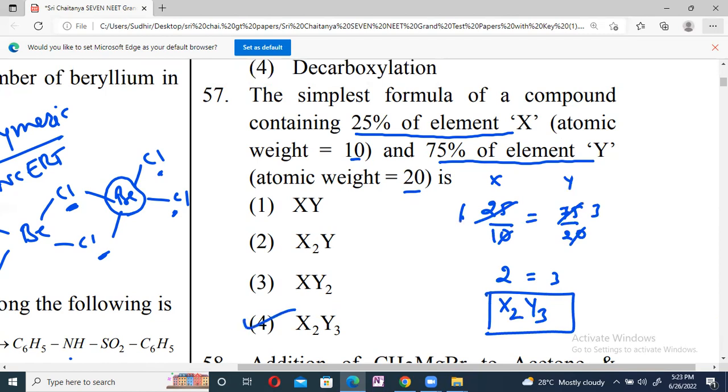Fourth option is correct. I repeat again, beta. Here, the percentage of X is given by atomic weight, and the percentage of Y is given by atomic weight. And you solve, you will get X2Y3 as the simplest formula.